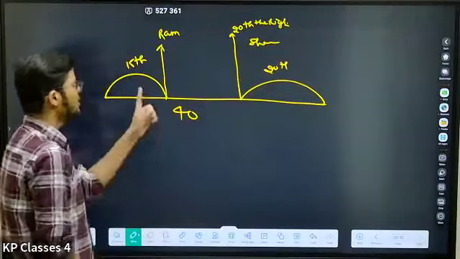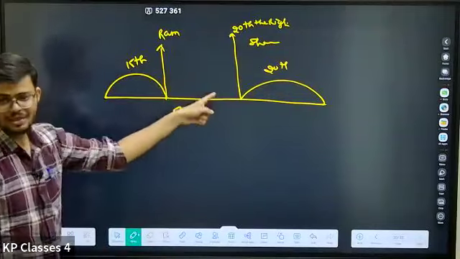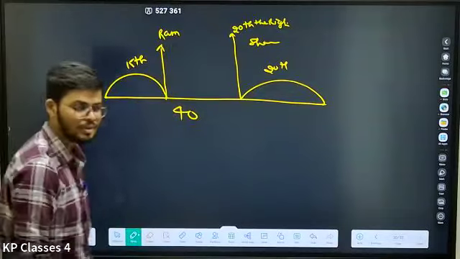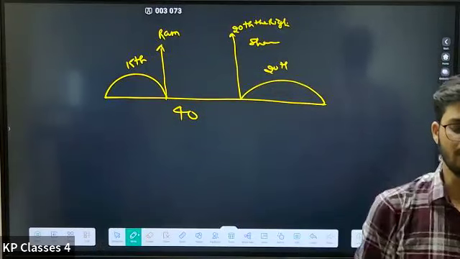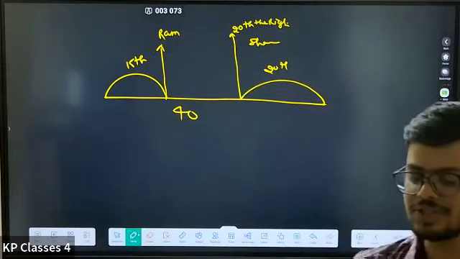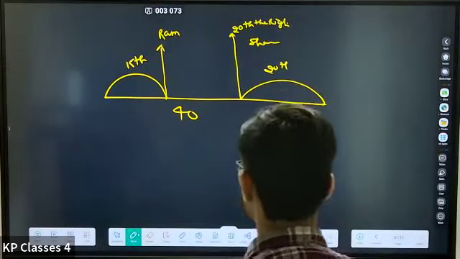Total 40 are there. Ram is at the 15th. He is at the 20th. How many people are there who are sitting between them? This is the discussion on order and ranking.